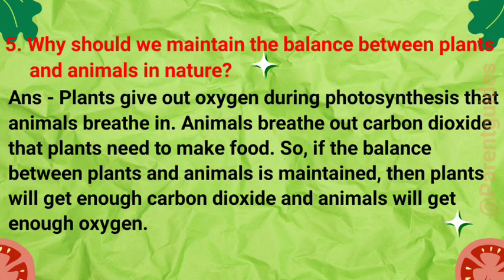5. Why should we maintain the balance between plants and animals in nature? Answer. Plants give out oxygen during photosynthesis that animals breathe in. Animals breathe out carbon dioxide that plants need to make food. So, if the balance between plants and animals is maintained, then plants will get enough carbon dioxide and animals will get enough oxygen.